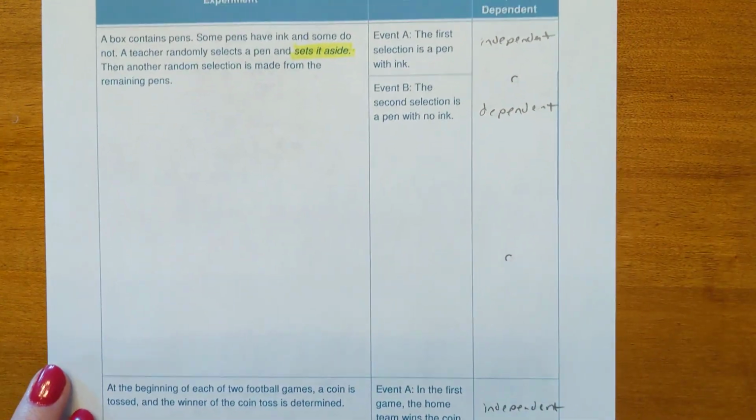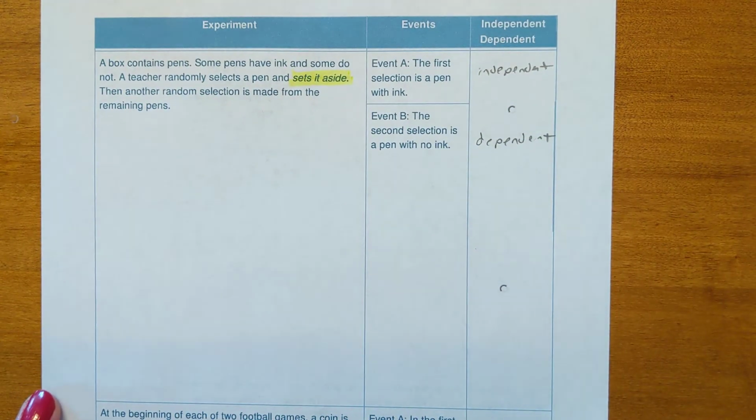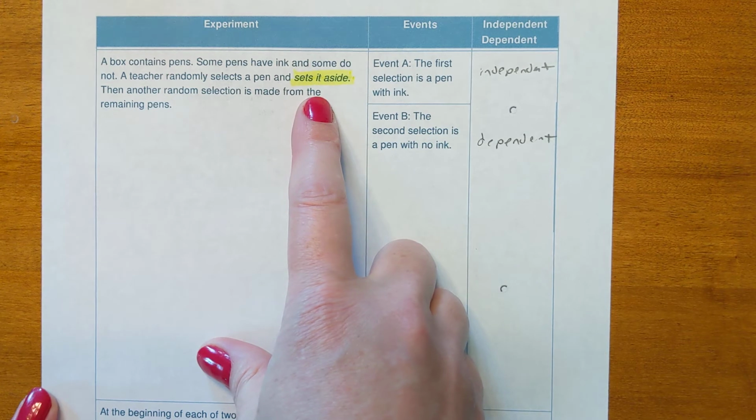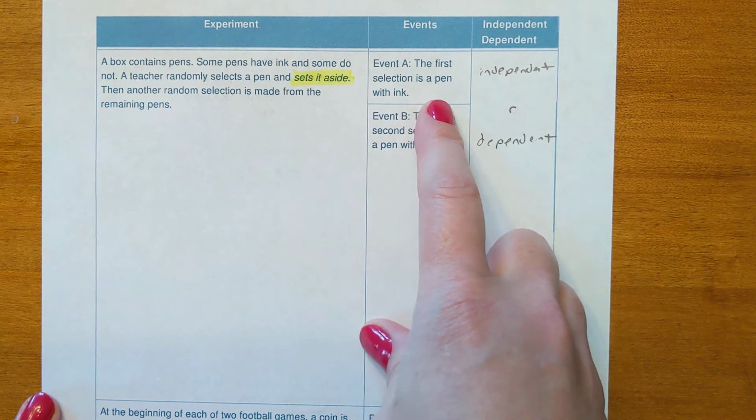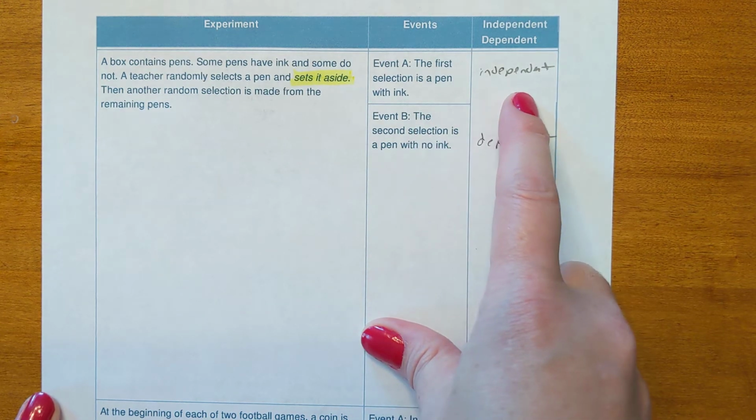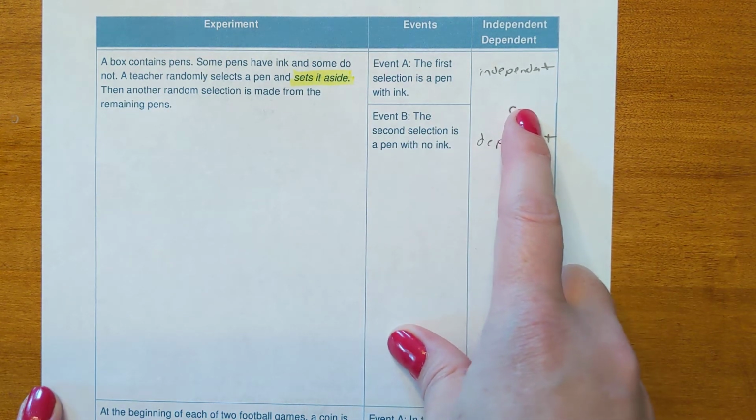Next one, a box contains pens. Some pens have ink and some do not. A teacher randomly selects a pen and sets it aside. So this time it's not returned. It's taken out of the pool, which will change the probability and the odds. So event A, the first selection is a pen with ink. That's independent, of course. It doesn't depend on anything else happening.